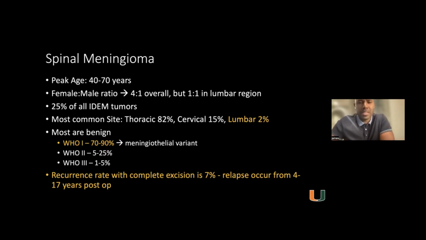And most commonly, they're seen in the thoracic and cervical spine, and in the lumbar spine, least commonly. The WHO grade 1 variation is called the meningothelial variant. Recurrence rates, even with complete excision, is 7%, and it usually occurs between 4 and 17 years post-op.